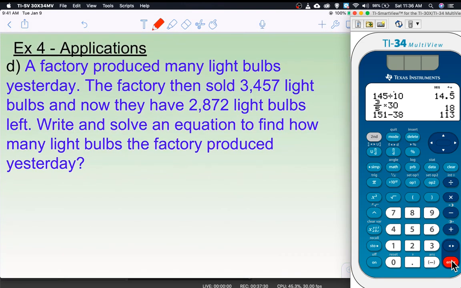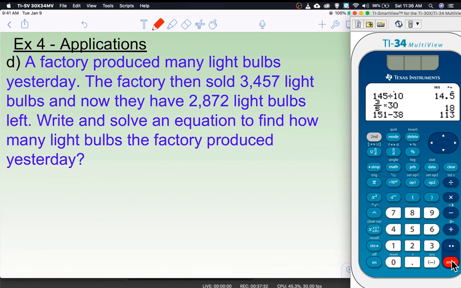I believe this is the last of these problems. So here, letter D, it says a factory produced many light bulbs yesterday. The factory then sold 3,457 light bulbs, and now they have 2,872 light bulbs left. Write and solve an equation to find how many light bulbs the factory produced yesterday. Again, pause the video, try it on your own. When you're ready to continue, hit play, and we'll go through it together.